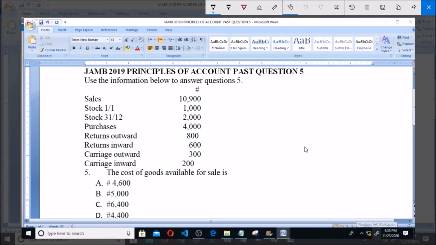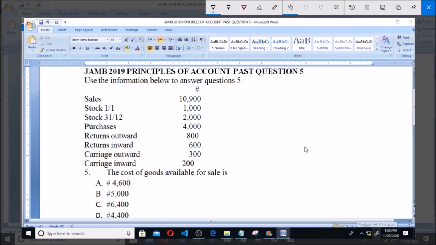We have sales 10,900. We have stock at 1st of January at 1,000 naira. We have stock 31st of December at 2,000 naira. We have purchases 4,000 naira. We have returns outward 800 naira. We have returns inward 600 naira. Carriage outward 300 naira, and we have carriage inward 200 naira.